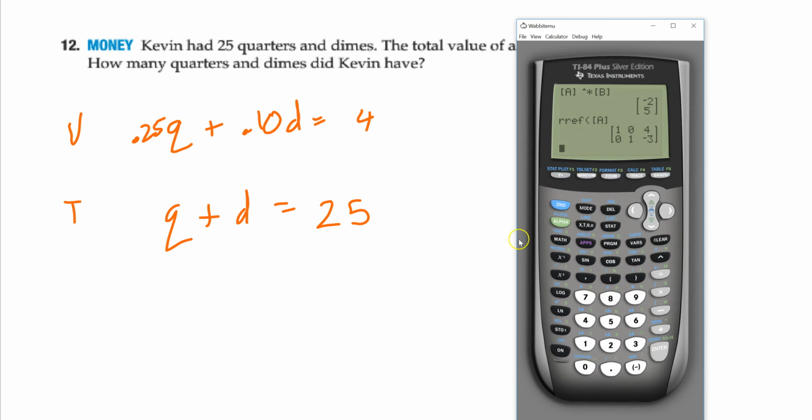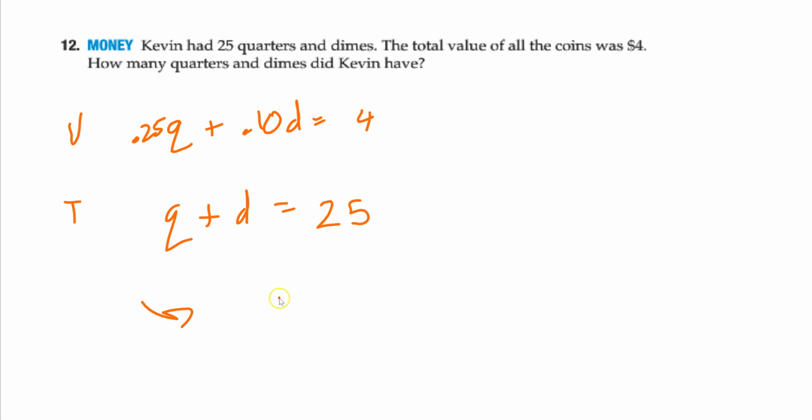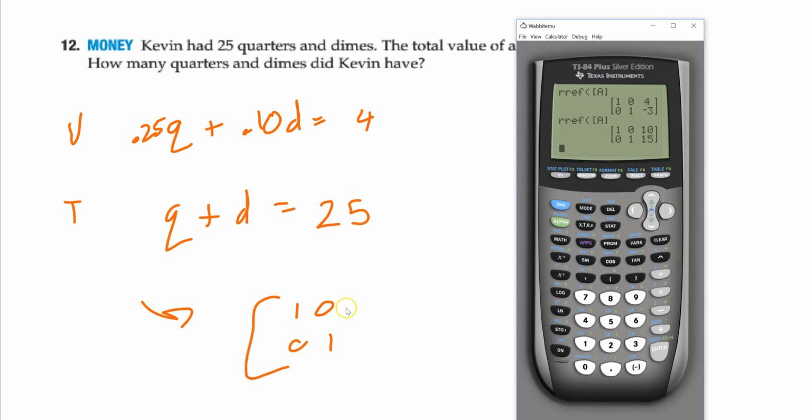Easiest way to do this, calculator. Type it in, right? So I'm going to go 2 by 3. I'm going to type in 0.25, 0.1, 4 and 1, 1, 25. All we do is type the coefficients. We get out, we'll do RREF with the A again. I'm just going to go up and select it. That's the fastest way of doing it. Then you press enter, and there you go. 1, 0, 0, 1, and I think it was 10 and 15, but let me double check. Yeah, 10, 15.